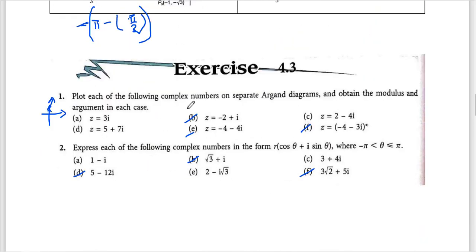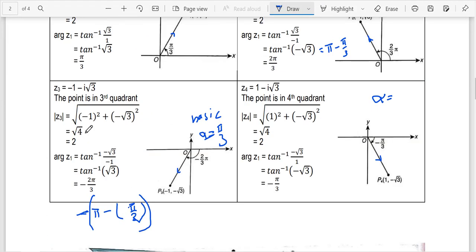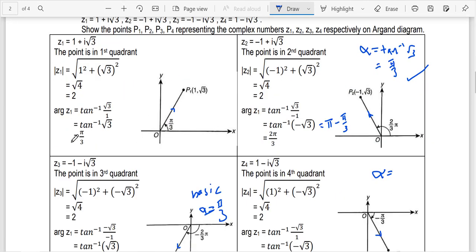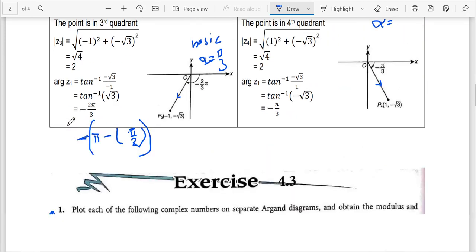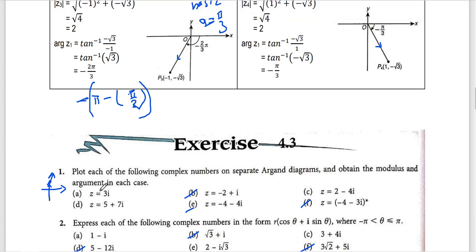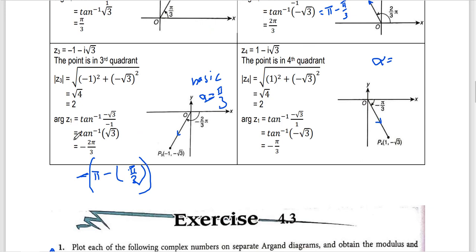Next is this one: sketch the Argand diagram and find the modulus and argument. Any problem or not? Sketch the diagram, then find the modulus and argument only. Make sure you state argument. Don't state theta. If they state argument, don't put theta. Make sure you put argument. Write like this: arg. You know this is theta, but you don't put theta there. If you put theta, no marks.